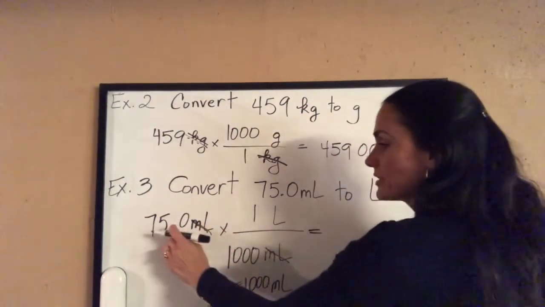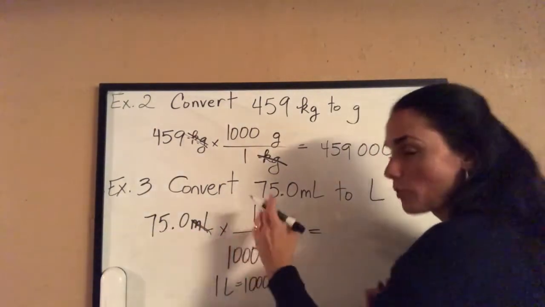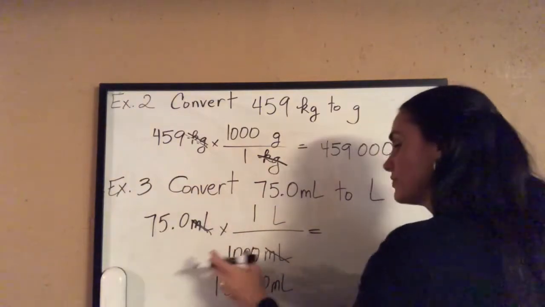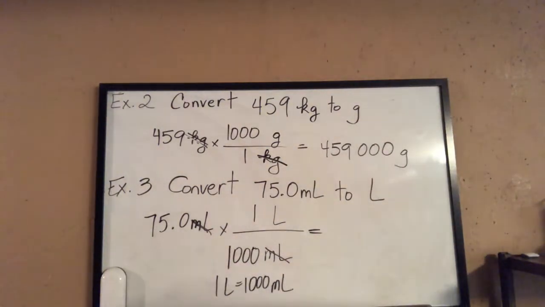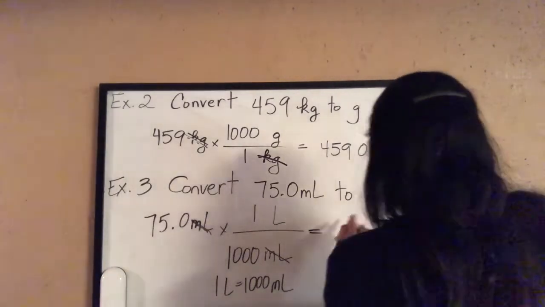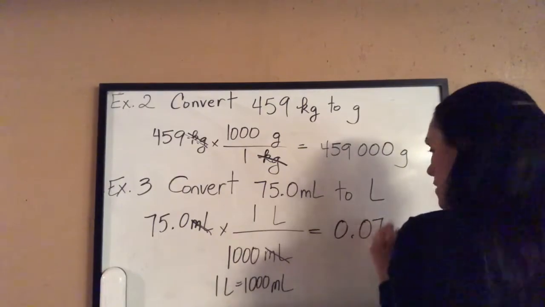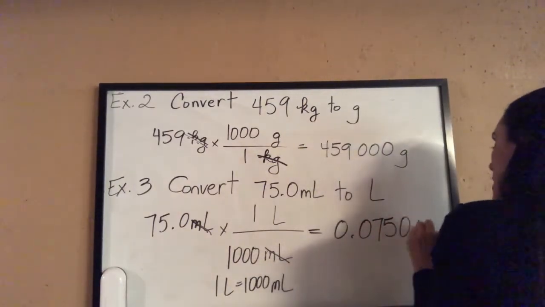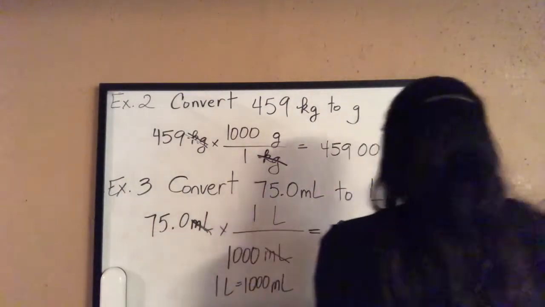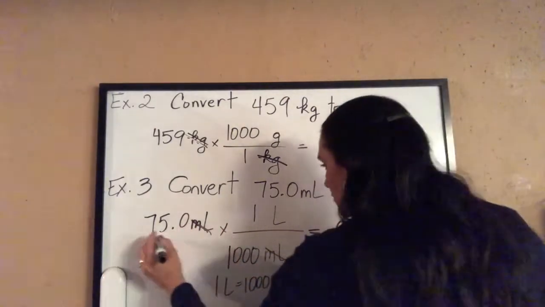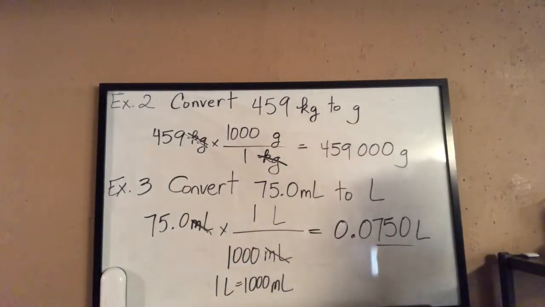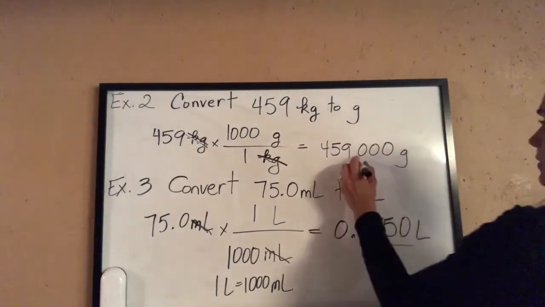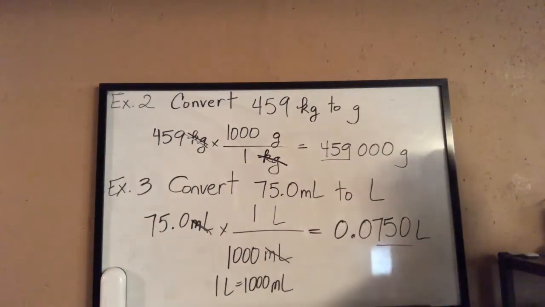So now the math is 75 times 1, which is itself. 75 divided by 1,000 equals 0.075 liters. And I kept the other 0 there for significant figures. 3 significant figures in the initial measurement, 3 significant figures in the final answer. Just like here we have 3 significant figures as well.